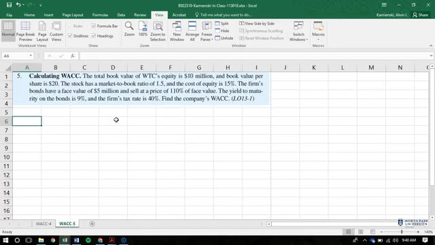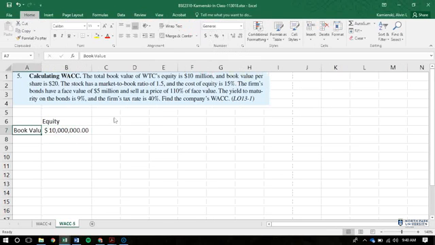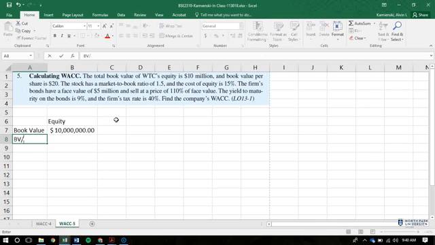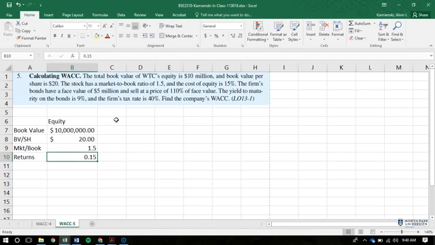Let's start this problem off similarly, in being very intentional about the ways that we are going to lay the spreadsheet out to categorize this. So we see immediately that we start with equity again, and the equity we see to begin with is a book value, and it's given to us as $10 million. It then tells us that we have a book value on a per share basis of $20. It then tells us that there is a ratio of market to book currently at 1.5 and that the returns that an investor expects associated with that stock is 0.15.